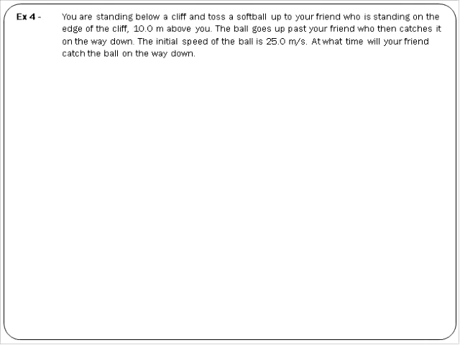You're standing at the bottom of a cliff, and you toss a softball up to your friend who's standing on the edge of a cliff. So this time the situation looks like this. Let's just draw a real quick sketch of this again. Okay, so here's the cliff. You're standing down here at the bottom. Your buddy's standing up here at the top.